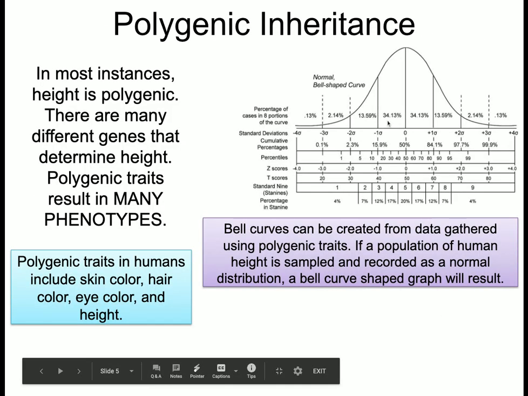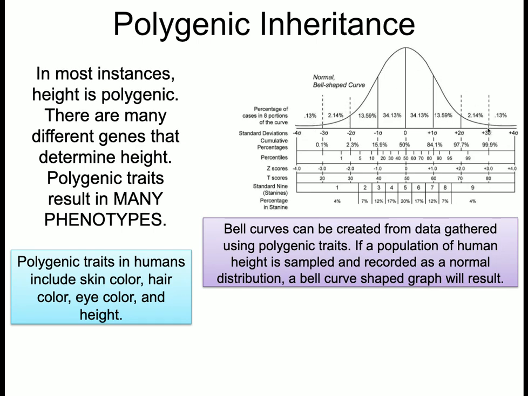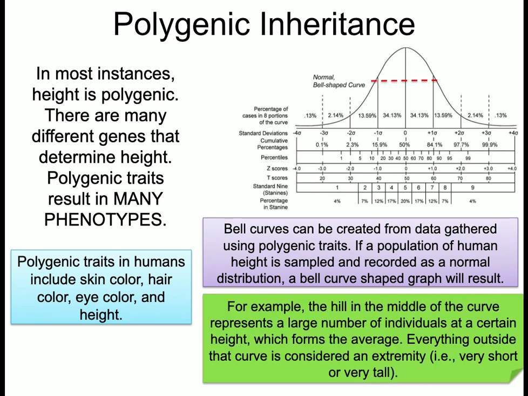So height's polygenic. There's many phenotypes. Anytime it's a trait where you can have this bell-shaped curve, where you got the tallest people on Earth at one end and the shortest people on the other end, and an average height, that's going to be polygenic. Right, so that's going to be the average height, which is like, I don't know, for girls, 5'4", guys, 5'9".